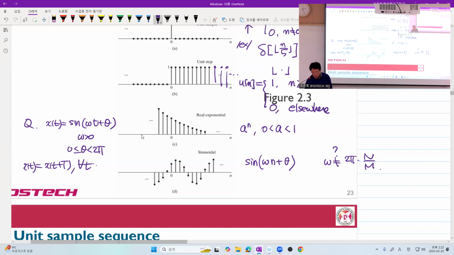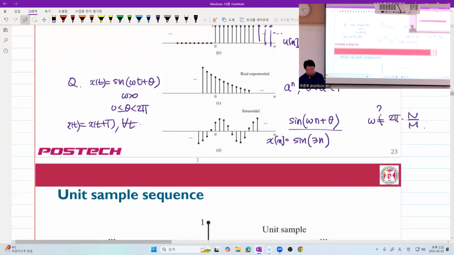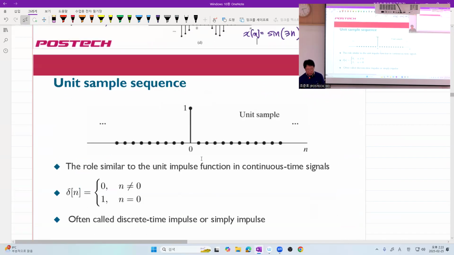The problem is that sine omega n, for example, sine 3n as x of n, is it periodic? No, because it is evaluated at every multiple of 3, which is not a multiple of 2 pi. It's a non-periodic signal. Okay, be careful. For this argument, if you have no idea, you are not prepared to take this course. Okay, so in that case, just study, review signals and systems again.